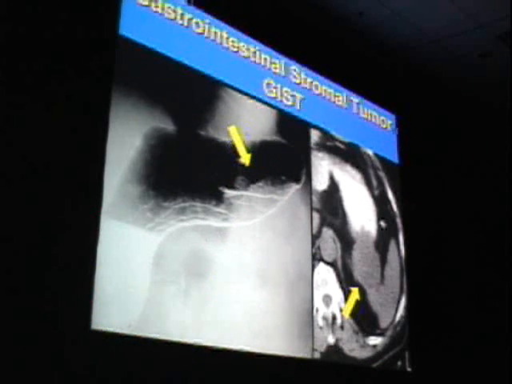The other problem about these tumors is that we do not have real good criteria pathologically to differentiate benign versus malignant, and many pathologists think these are all pre-malignant. When a pathologist sees a tumor greater than 5 centimeters in size and more than 5 mitoses per 50 high-powered fields, he calls that a malignant GIST.